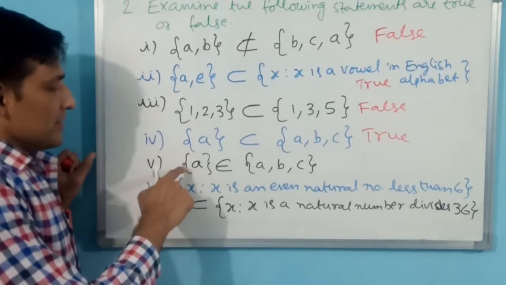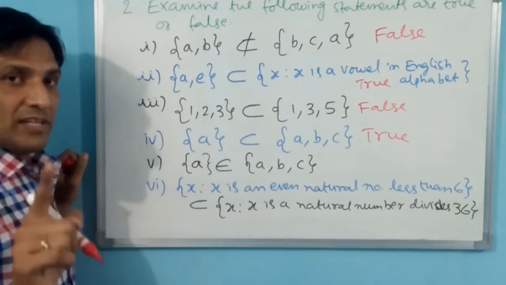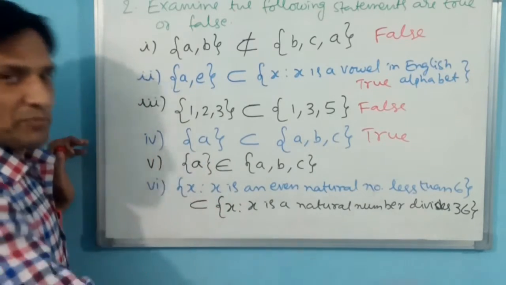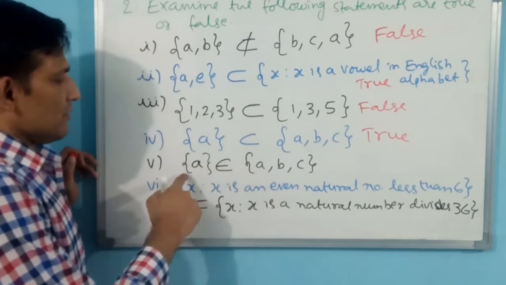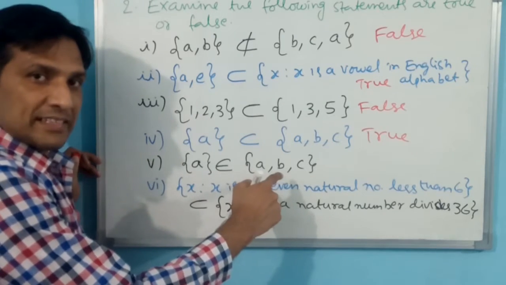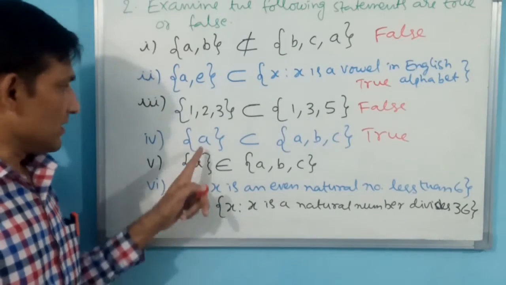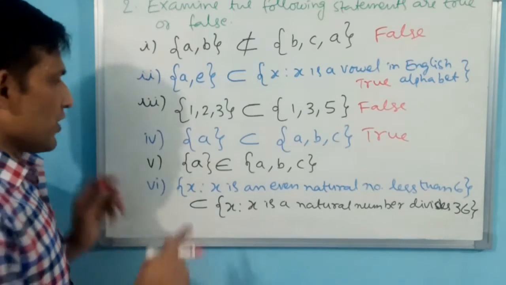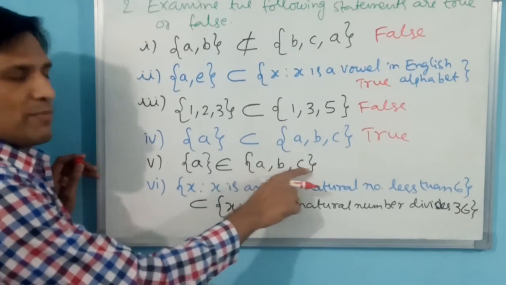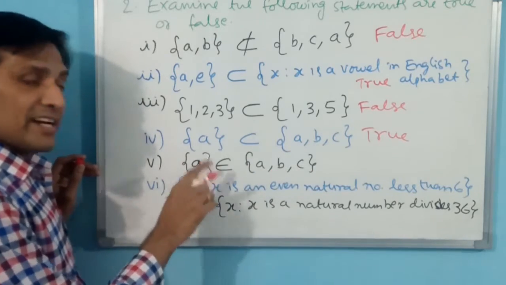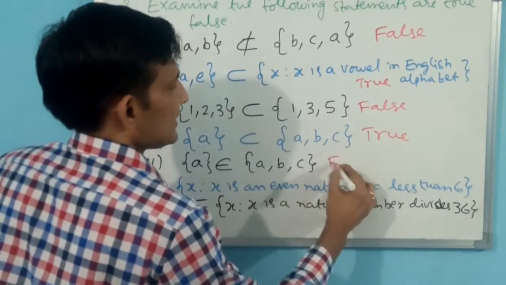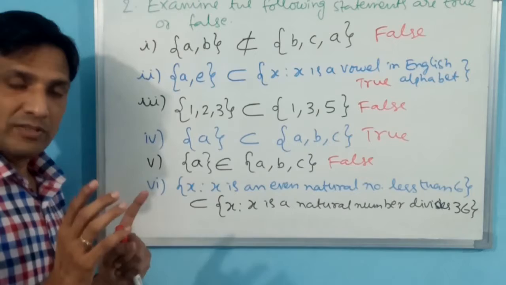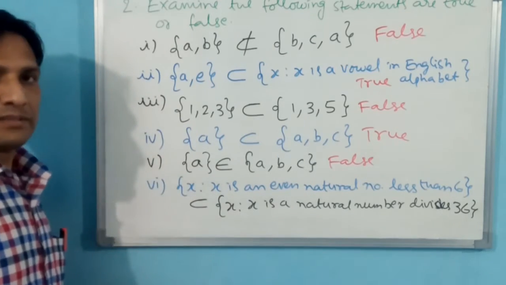Now, set {A} belongs to {A, B, C}. See, I have already explained you. Elements belong to sets; sets are subsets. But here, a set does not belong to another set. Belongs to, we should not write. Subset is correct, but belongs to, no. See, A belongs to the set {A, B, C}. But here set {A} doesn't belong. Okay, this is false. You understand now why false? Because element belongs to comes for elements only, not for subsets, not for sets.